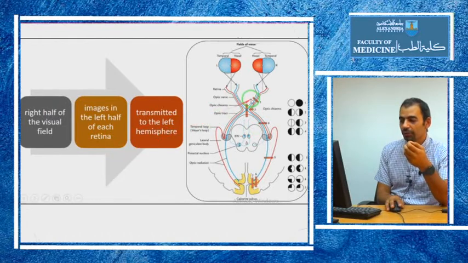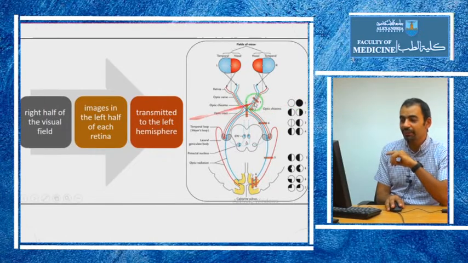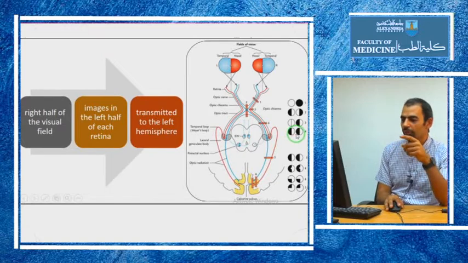So the optic nerve lesion will produce a unilateral visual field defect only in the affected eye. A chiasmal lesion, as we mentioned, will produce a characteristic bitemporal hemianopia. A post-chiasmal lesion, like a lesion of the optic tract or optic radiation, will produce a contralateral homonymous hemianopia.